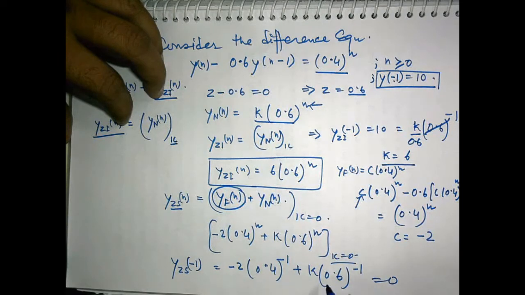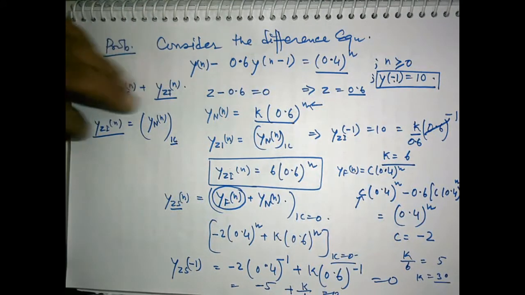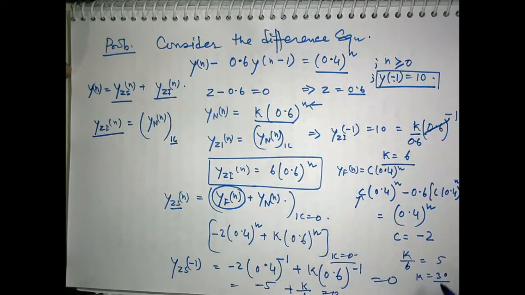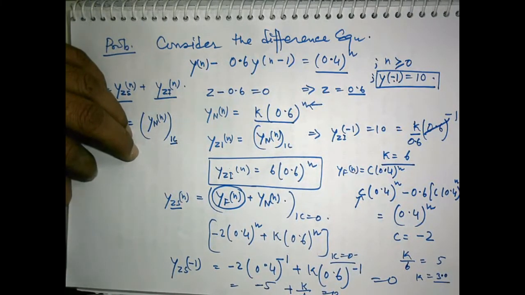So what will be the value of k that will be obtained by this equation? Naturally, this is minus 2 over 0.4. So this is, I think, minus 5. Minus 5, 4 5 are 20. Minus 5 plus k over 6 equals 0. This means k over 6 equals 5. So k equals 30. Am I right? No, this is 0.6, so this is 3.0. So k equals 3. Am I right? k equals 3.